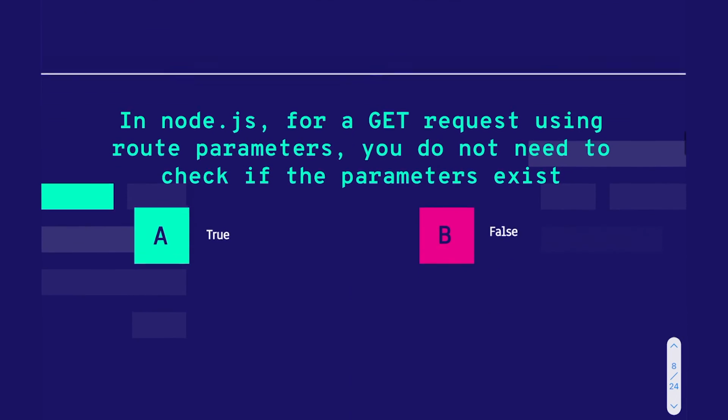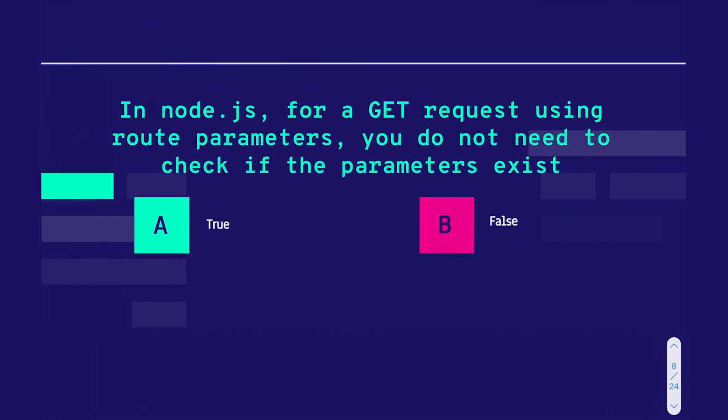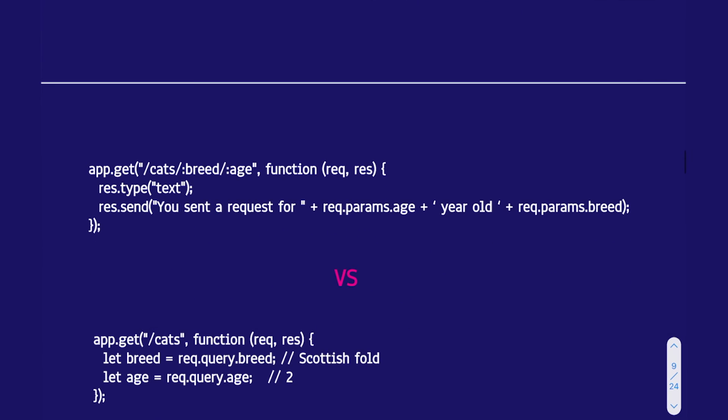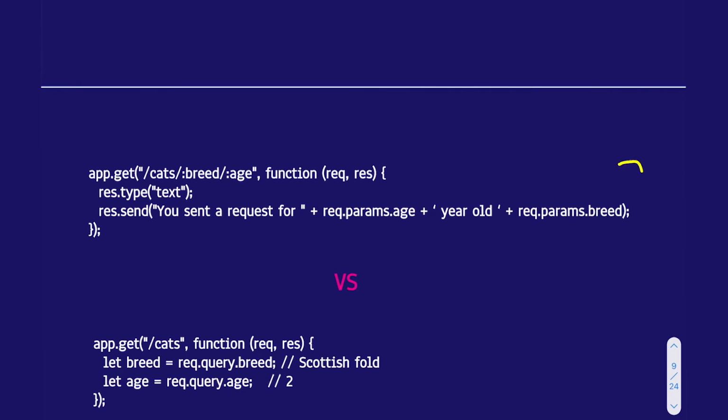All right, next question. In node.js, for a GET request using route parameters, also known as path parameters, you do not need to check if the parameters exist. A, true, B, false. The correct answer here is true. Yes. So up above, we have an example of route parameters or path parameters, and you can tell that there are parameters within the path, within the routes, because of the syntax.